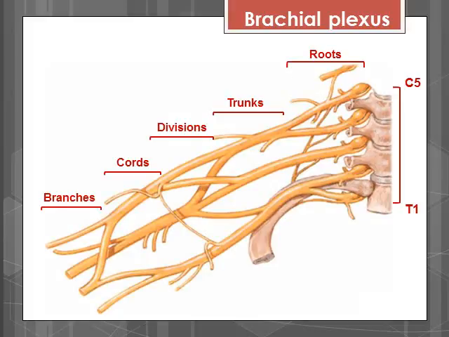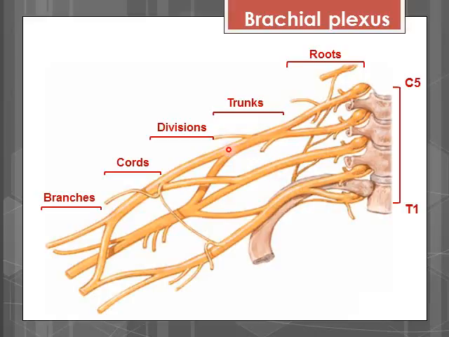Along the course of the brachial plexus, it has four parts: roots, trunks, divisions, and cords. The roots are the primary ventral rami of the lower four cervical nerves and the first thoracic. C5 and C6 unite to form the upper trunk. C7 continues as the middle trunk. C8 and T1 unite to form the lower trunk. So we have upper, middle, and lower trunks.